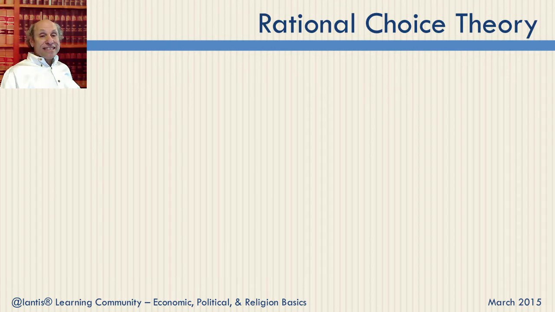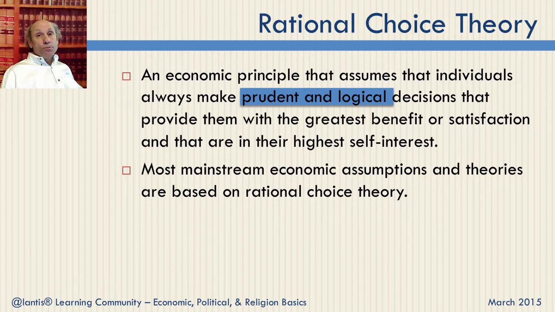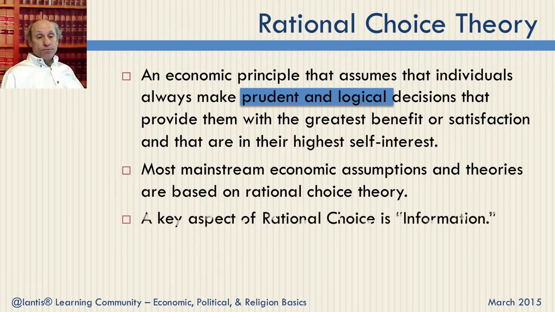So there exists a thing called rational choice theory. That's an economic principle that assumes that individuals always make prudent and logical decisions that provide them with the greatest benefit or satisfaction and that are in their highest self-interest. The key terms are prudent and logical. Rational choice theory assumes that we make prudent and logical decisions. And most mainstream, and this is important, most mainstream economic assumptions and theories are based on rational choice theory.